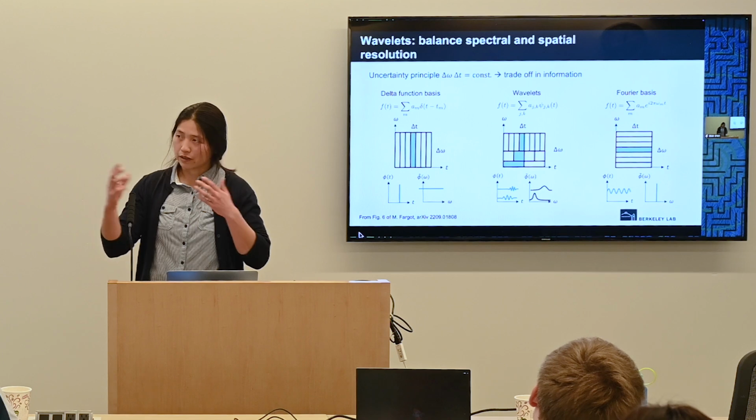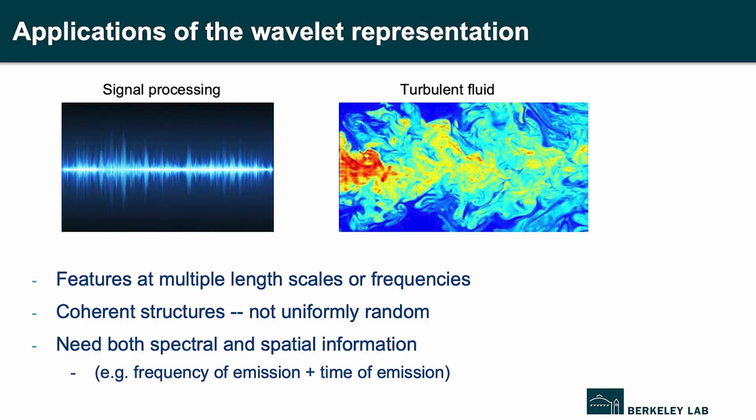Using wavelets has been useful in a variety of fields. The most common example is signal processing. This is because in signal processing, we might have signals of very different frequencies, but they're also all transient. Because of this transient behavior, we can't use the Fourier basis, because you don't have periodicity.